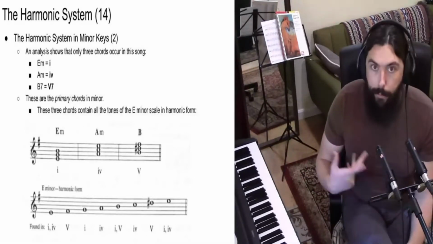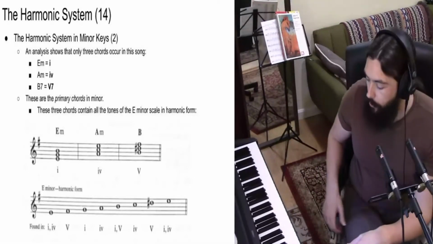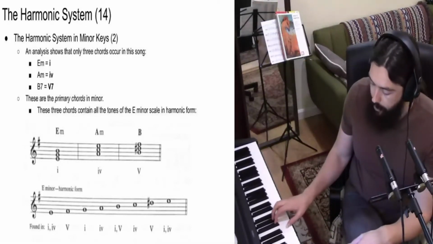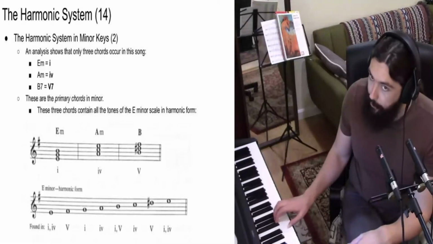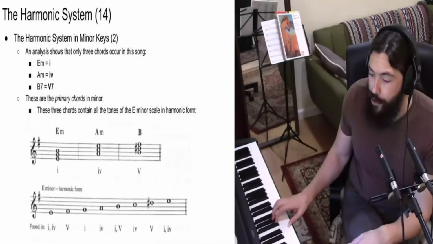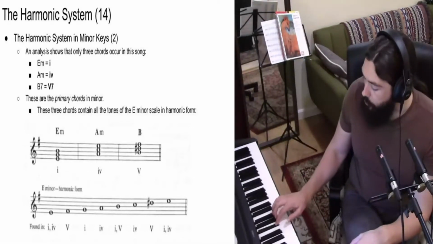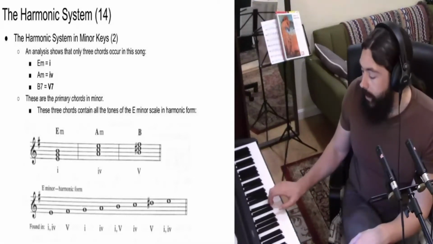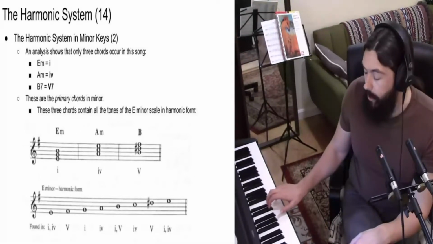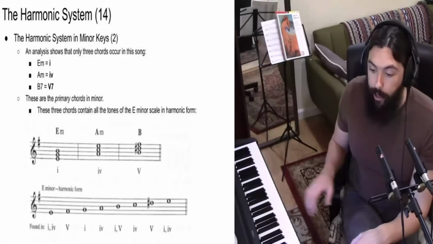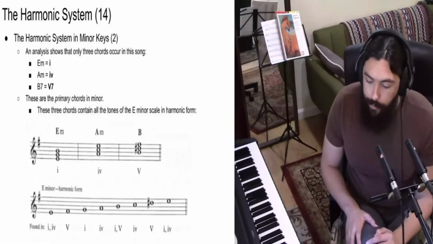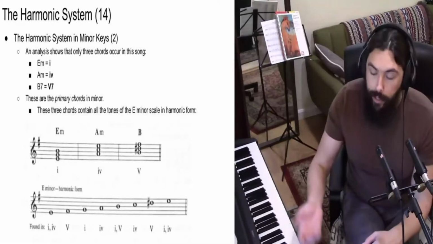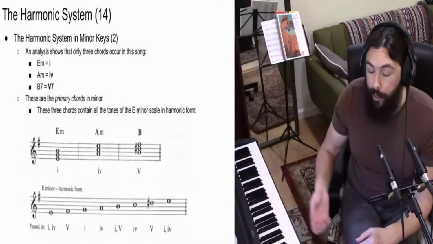Remember that harmonic minor scale? So if you recall your E harmonic minor scale, right, we have that 1 sharp in it, right, because it's the relative minor of G major. So E, F sharp, G, A, B, C. But then we have to raise the 7th scale degree, D, to D sharp, right? Then that makes it the harmonic minor scale, right? And so, right, these three chords, they contain all the tones of this E harmonic minor scale, right?